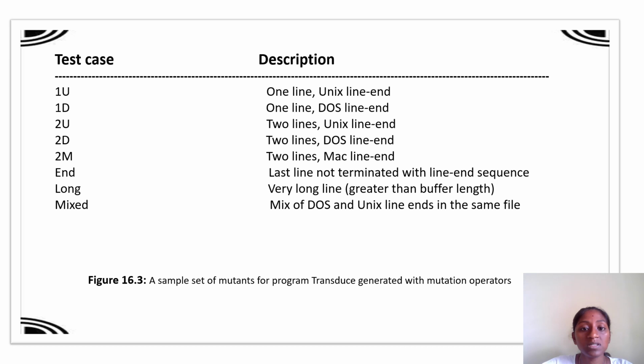Here are the test case descriptions. 1U, one line with Unix line end. 1D, one line with DOS line end. 2U, two lines with Unix line end. 2D, two lines with DOS line end. 2M, two lines with Mac line end. End, which describes last line not terminated with a line end sequence. Long, a very long line, which is greater than even the buffer length. Mixed, a mix of DOS and Unix line ends in the same file.